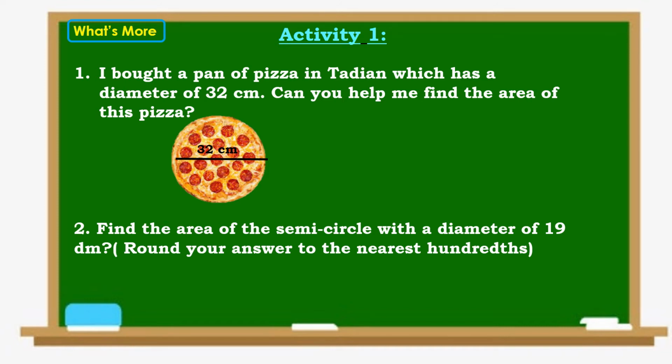Number 2. Find the area of semicircle. Round your answer to the nearest hundredths.